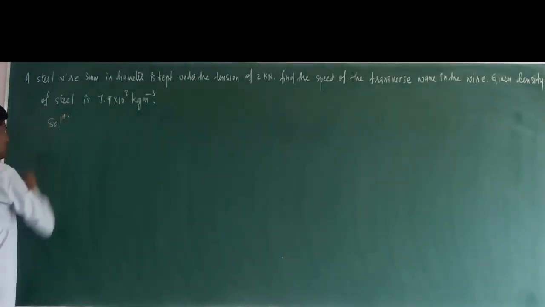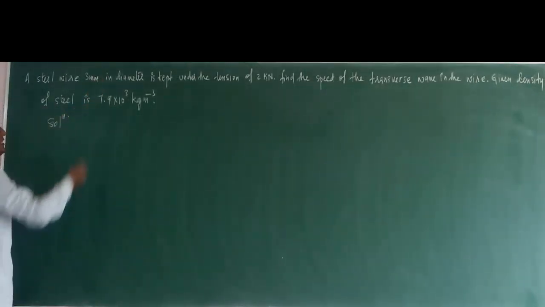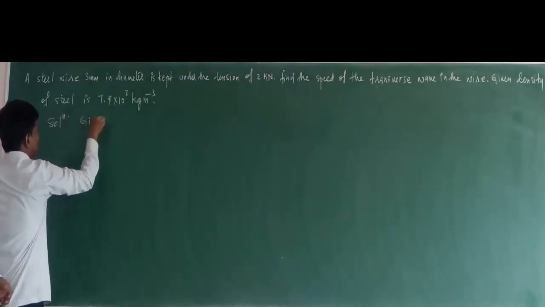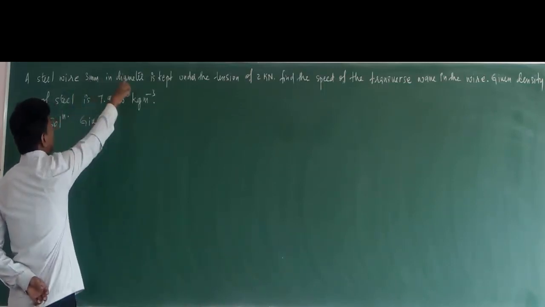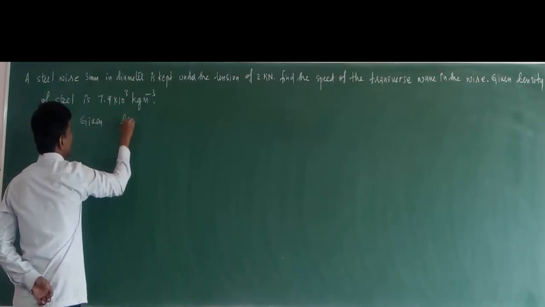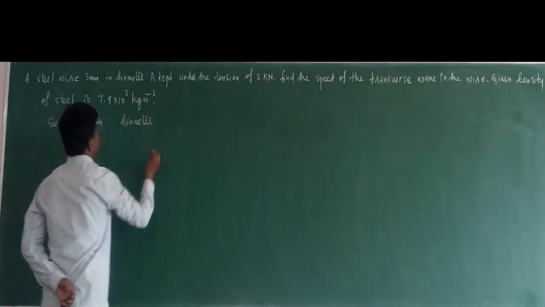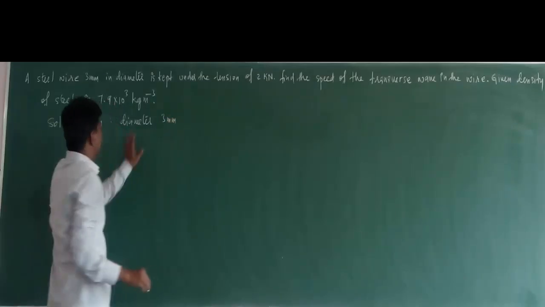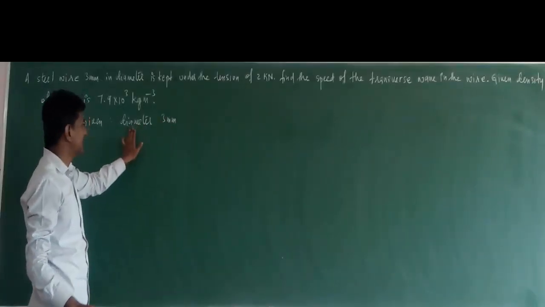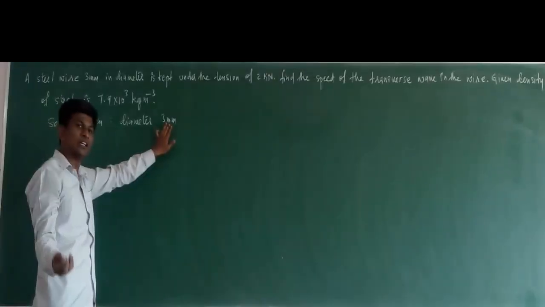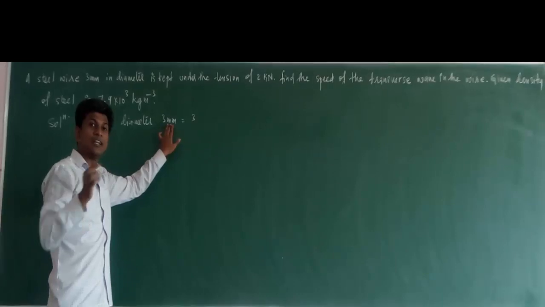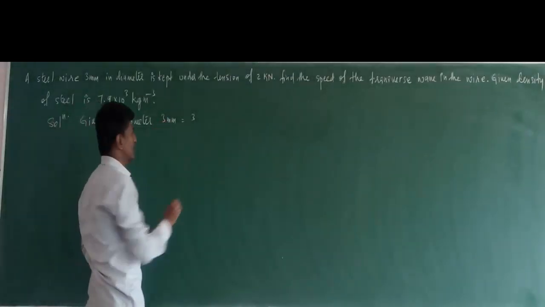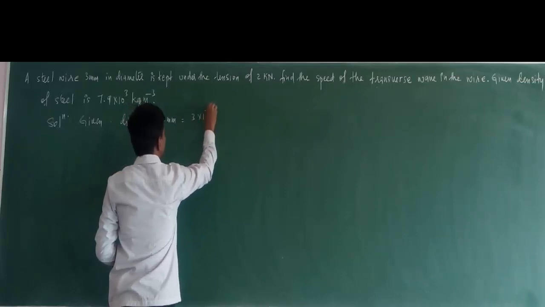Solution. First we have to write the given things in this question. Given is a steel wire 3 millimeter in diameter. So the diameter of the wire is given to you. That diameter is 3 millimeter, and it is in millimeter, so we have to convert millimeter into meter. 1 millimeter equals 10 raised to minus 3 meter. So 3 millimeter becomes 3 into 10 raised to minus 3 meter.